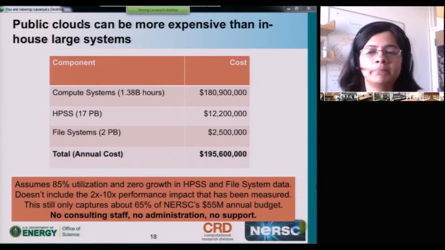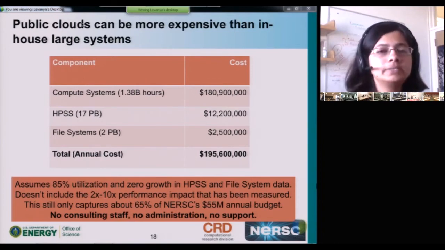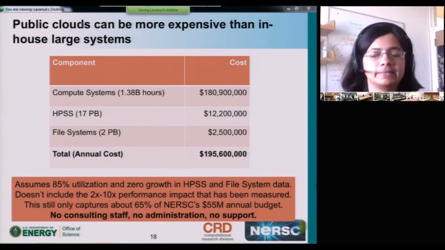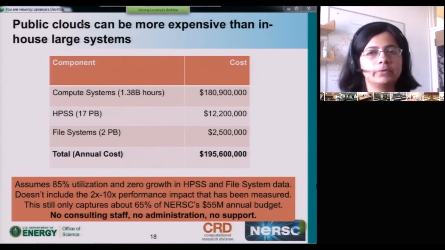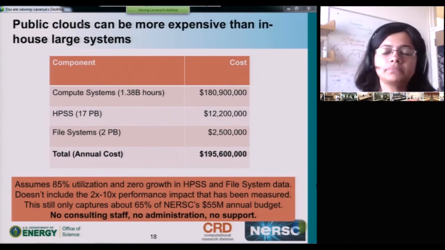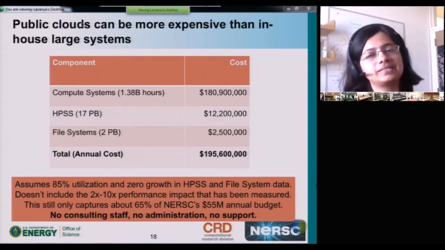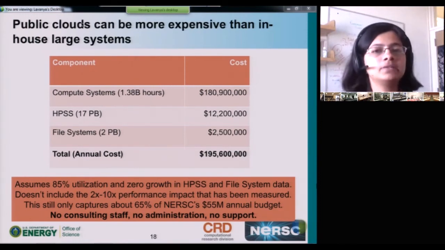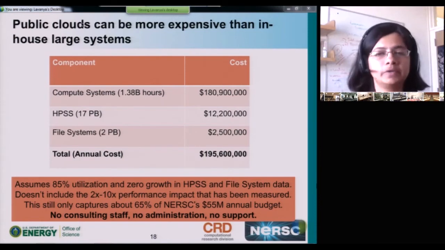But here's one example that I'm putting up here on the slide, where we assume that we have 85% utilization and 0 growth in our archive and file system data, which is not true. HPSS is our archive system. So we translated that to costs on Amazon's cheapest stuff, like the cheapest similar configuration. If you get a reserved allocation on Amazon, you get a slightly lower rate. And it's true that Amazon might provide you even lower rates if you were to negotiate a long-term contract with them.